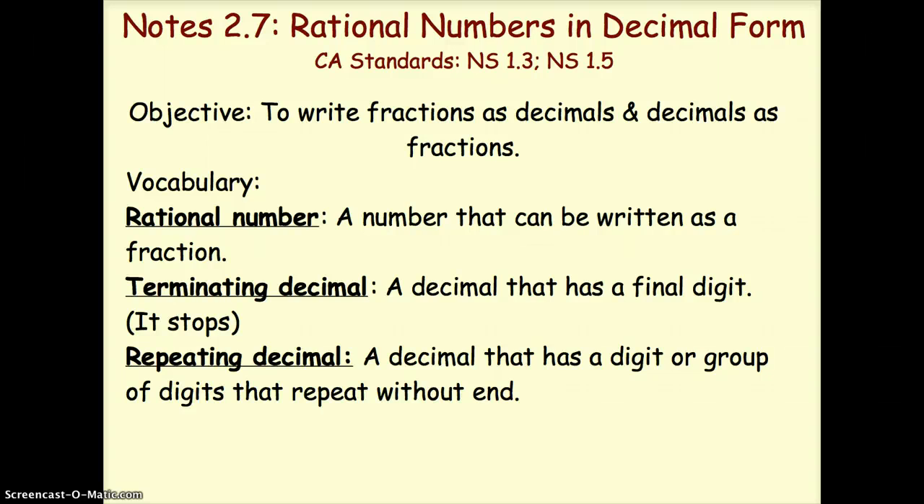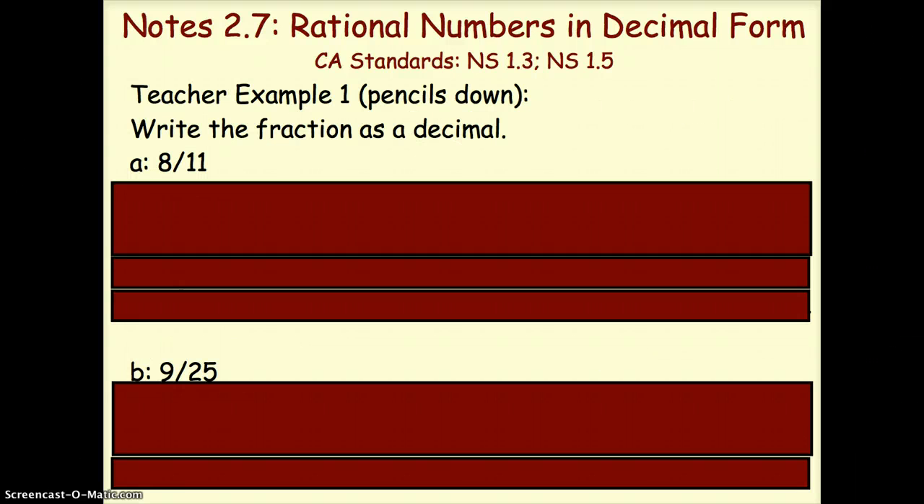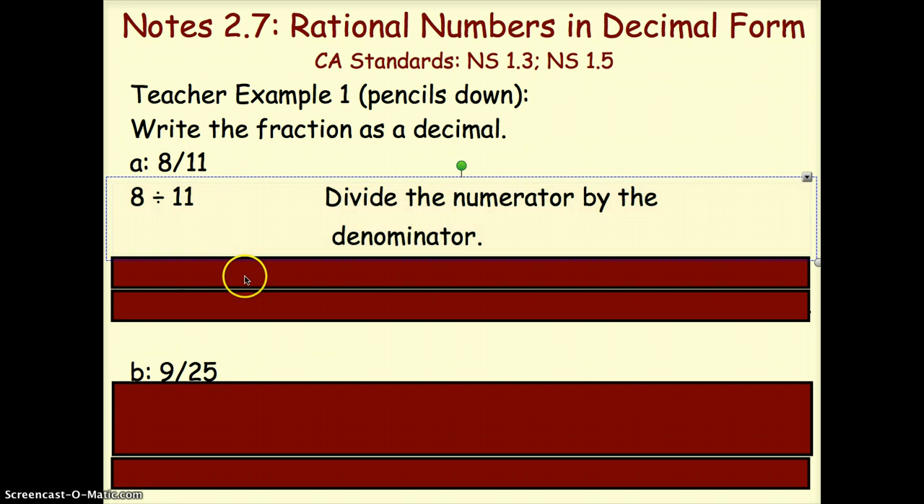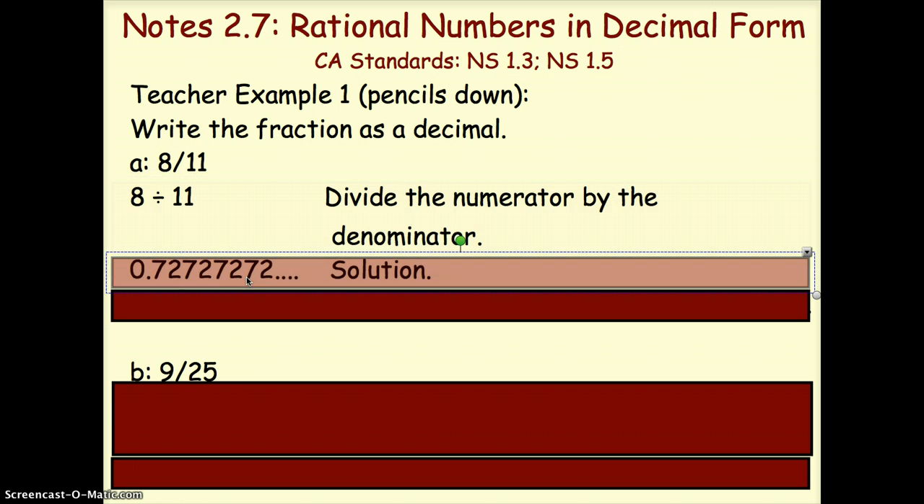Okay, let's take a look at our first teacher example. Teacher example 1. Write the fraction as a decimal. We have 8 over 11. So what we want to do first is remember that the fraction bar, where we say over, is the same thing as a division bar, so we can read that as 8 divided by 11. We do that division, and we end up with 0.727272, going on forever.